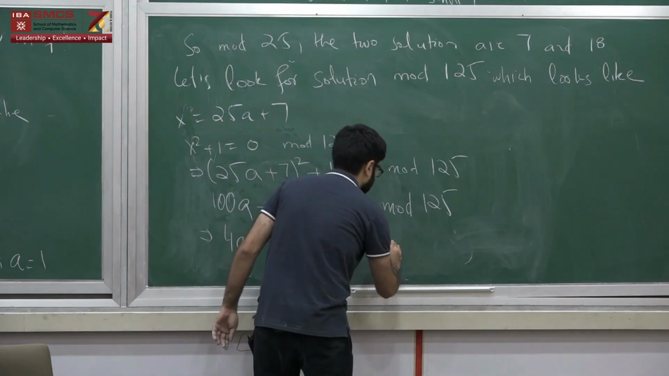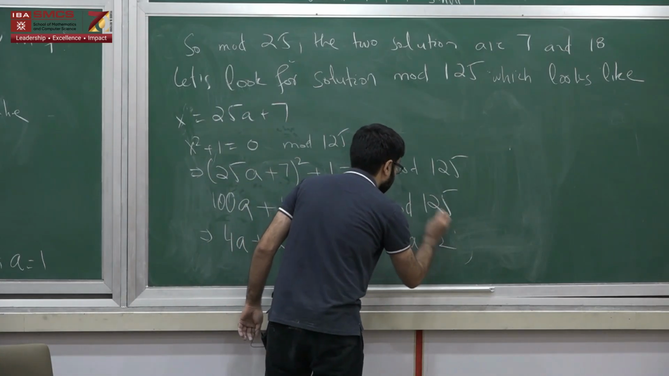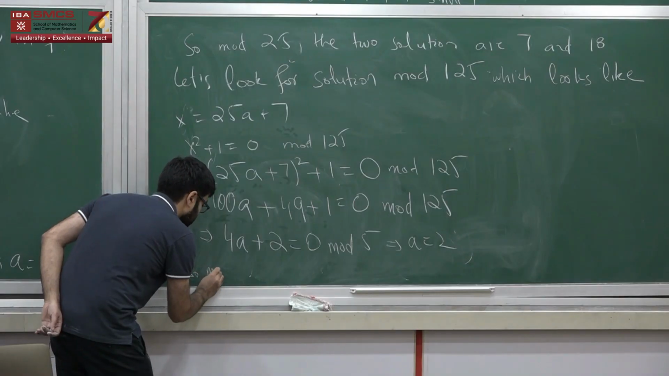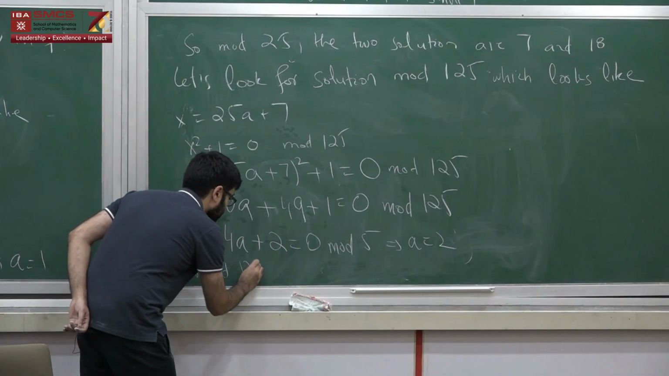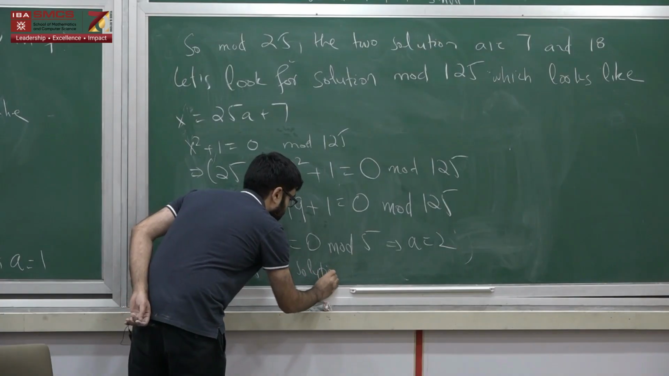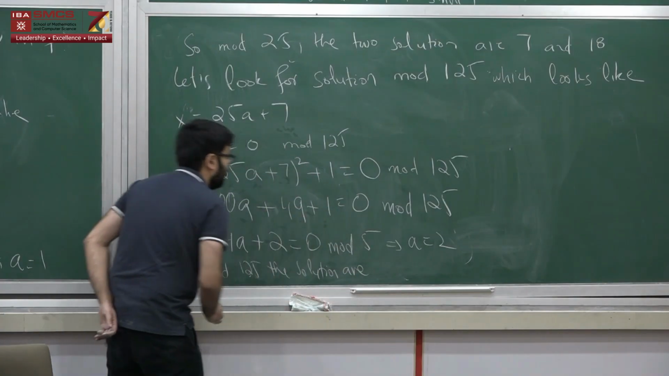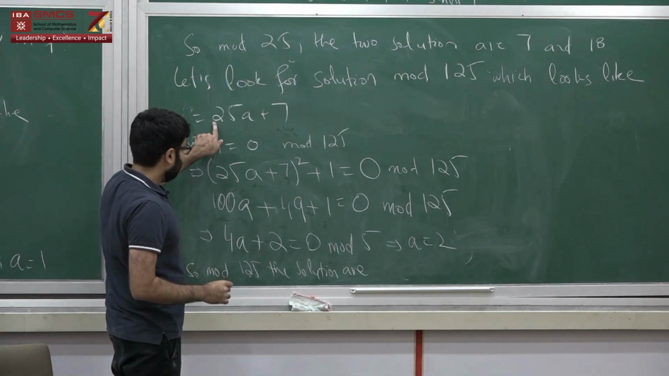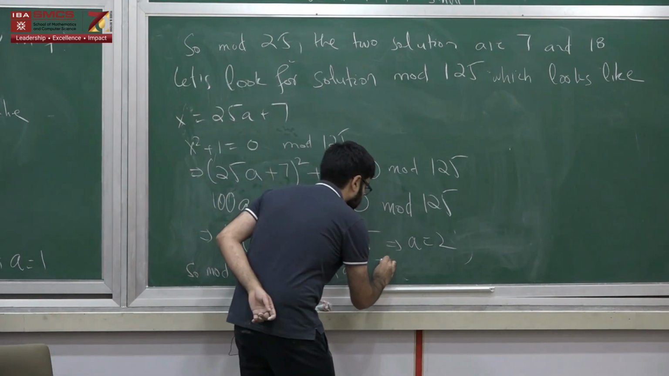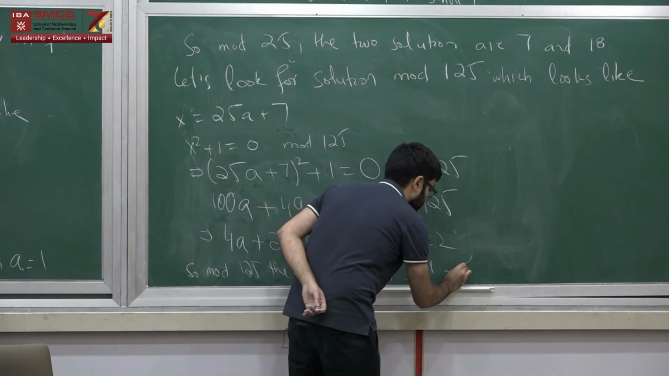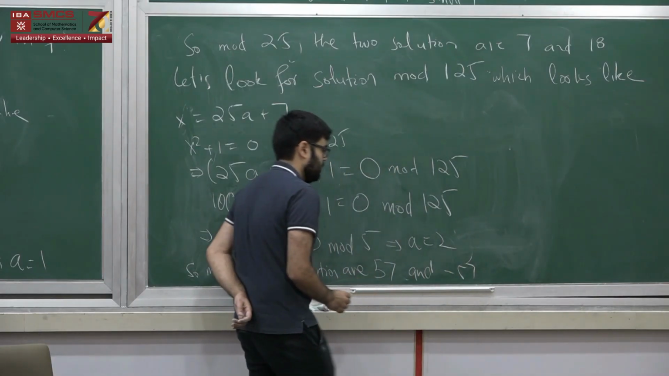and the solution here is a is equal to 2. So the solutions mod 125 are 25 times 2 is 50, so 57 and minus 57, which I guess is 68.